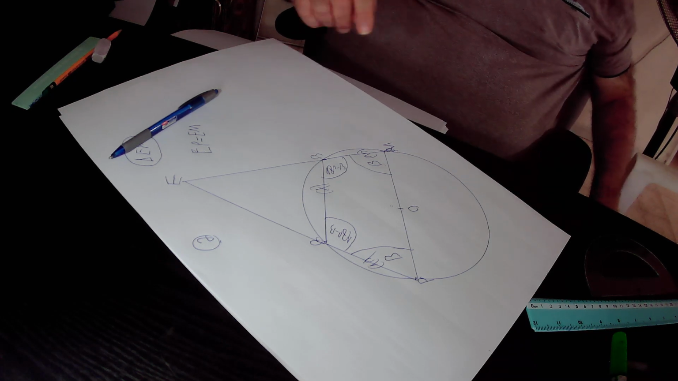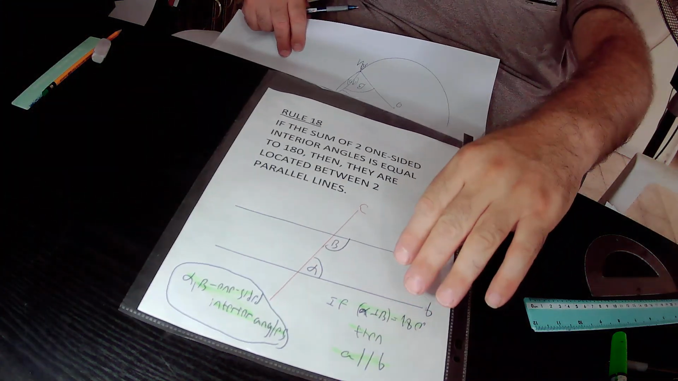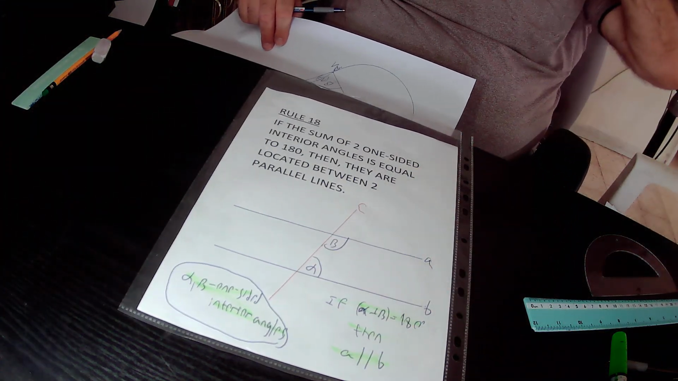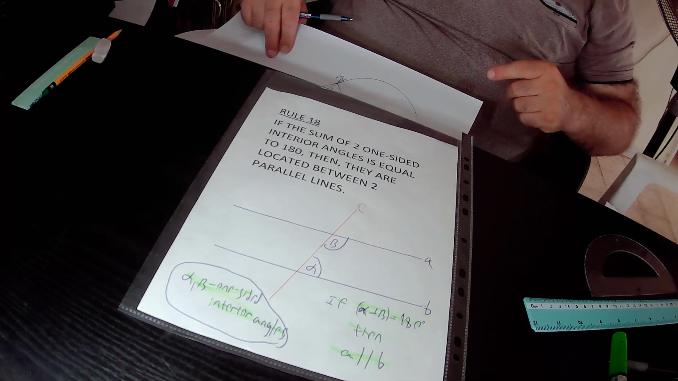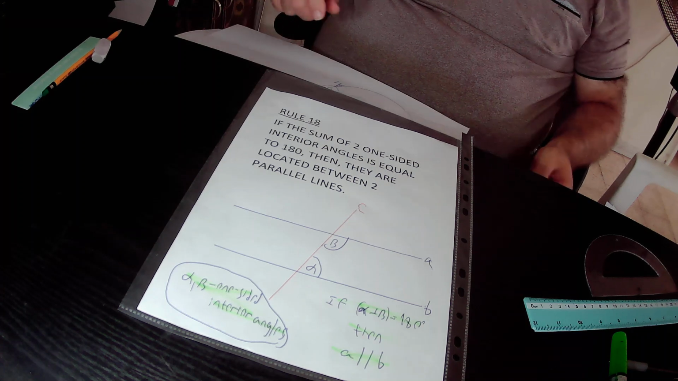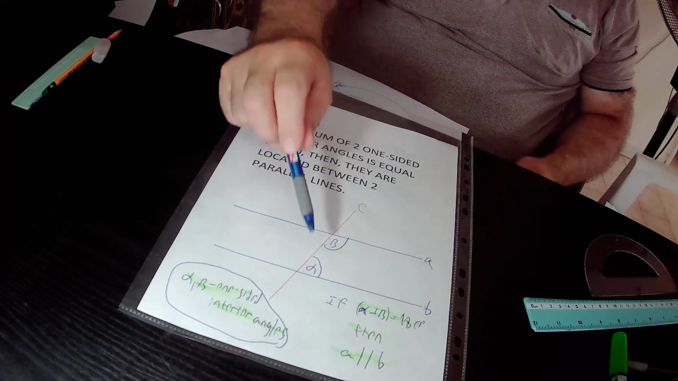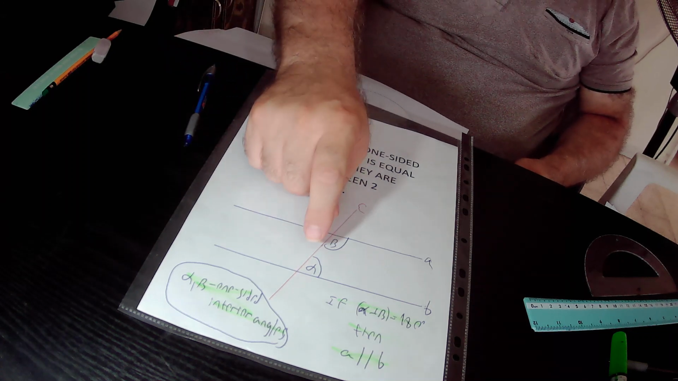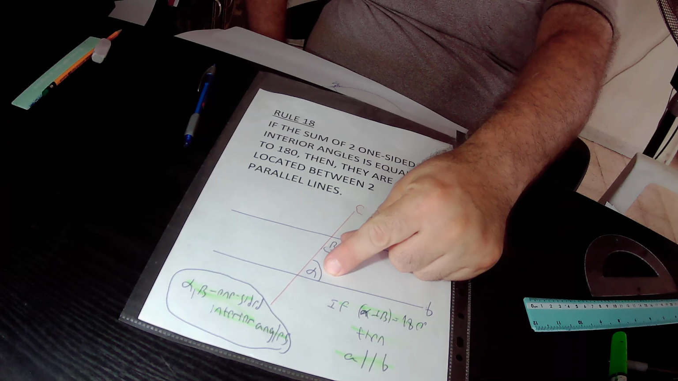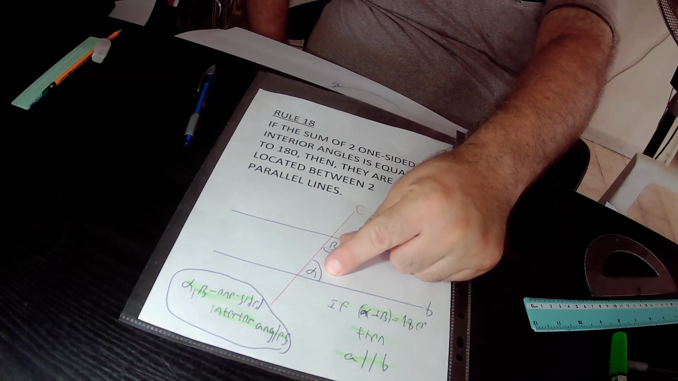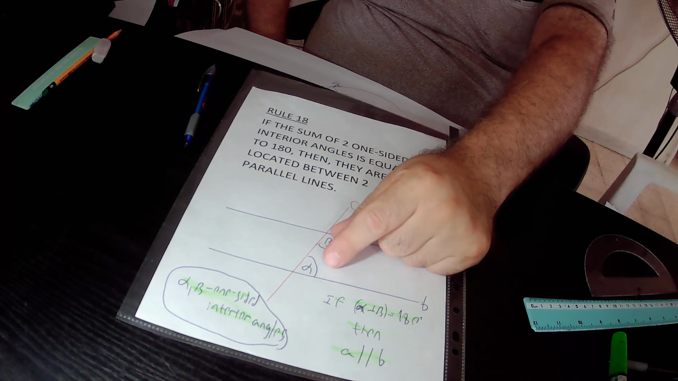So I repeat quickly on rule 18. According to rule 18, if the sum of two one-sided interangles is equal to 180 degrees, then they are located between two parallel lines. So in the drawing, this is line A, this is line B, this is the red line C that intersects with those two lines at those 2 points. In addition, we have those two angles, alpha and beta, that are defined as one-sided interangles. And we know that alpha plus beta equals 180 degrees.